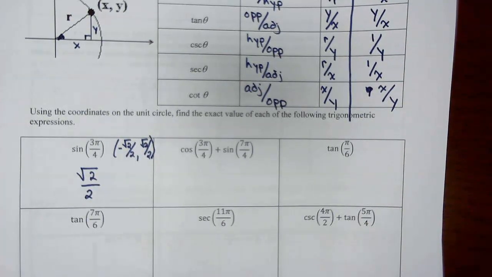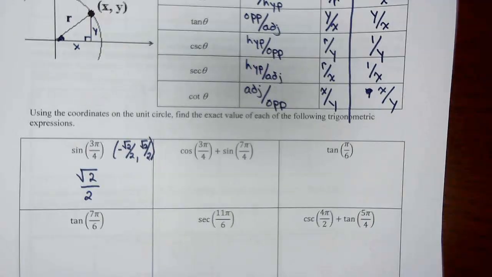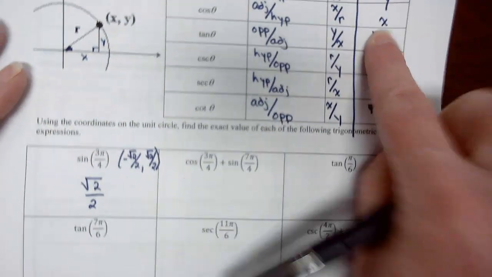Cosine, and I grabbed the wrong paper just now. I needed one that was filled in. I didn't have that one filled in. So the next one has cosine of 3 pi over 4. Well, we just wrote down the point from 3 pi over 4. And that point was negative square root of 2 over 2, comma, square root of 2 over 2. So cosine is the x value.